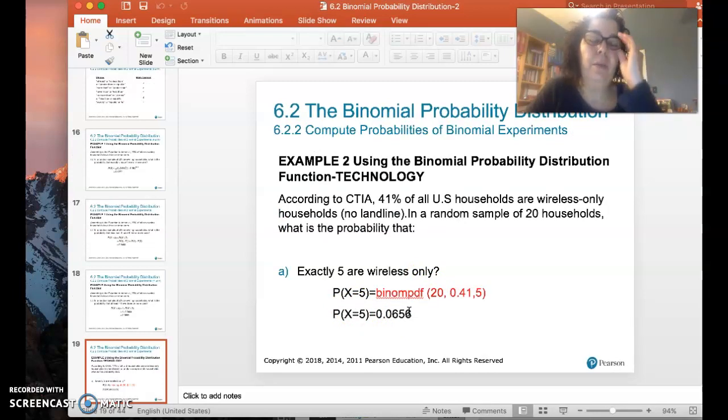By using our calculator. So if you're looking for a probability of x equals to something, you can use binomial PDF from your calculator. For instance, this example. We were looking for the wireless-only houses, and this is the percentage, 41%. We have 20 houses, and n is equal to 20. So what is the probability that when we pick them, 5 of them will be wireless-only houses? So we're going to pull out our calculator.